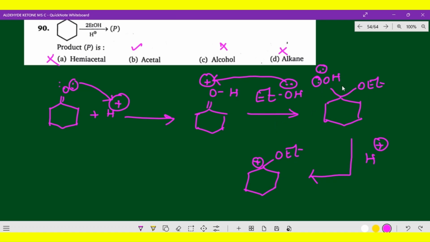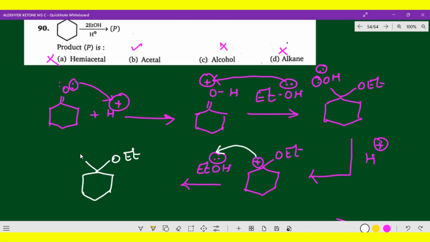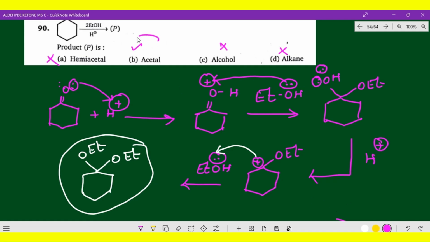Why? Because it loses a water molecule. That lone pair of electrons is attracted towards the positive charge, so you'll be getting H2O, and you get the positive charge over here on this side. Again, here EtOH lone pair of electrons are available. So the lone pair is attracted towards this positive charge, so you will be getting acetal, with OEt on both sides. This is the acetal combination. So the product is acetal.